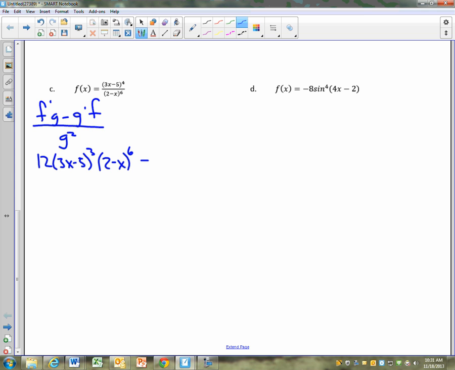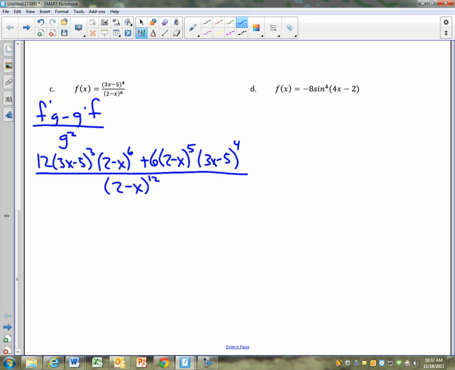Minus. So that becomes a plus. And then 3x minus 5 to the fourth. And that's all going to be over the bottom squared. When you get the bottom squared, what do you get? 2 minus x to the 12th.